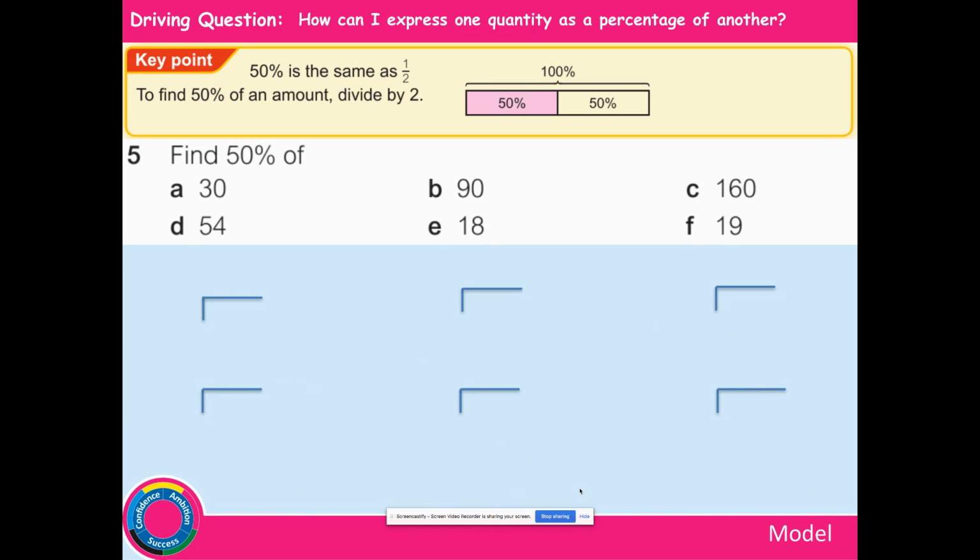Okay, key point, 50% is the same as a half. To find 50% of an amount, we divide by 2. So 100% is the whole bar. If we only want to find half of it, 2 will be our denominator, so that's what we divide by. So find 50% of 30. 2 into 30, 2 into 3 goes 1, remainder 1, 2 into 10 is 5. So 50% of 30 is 15.